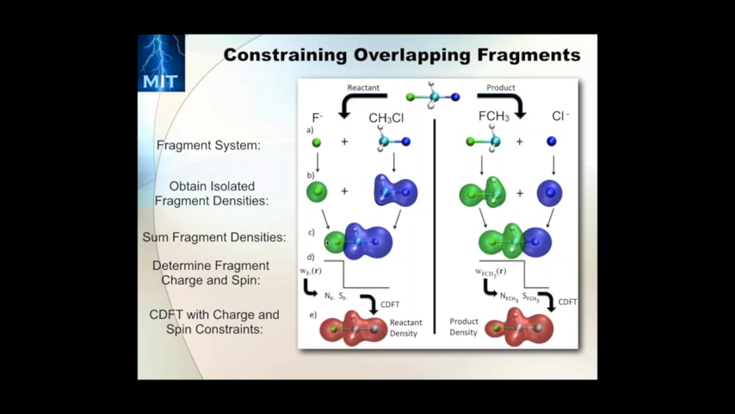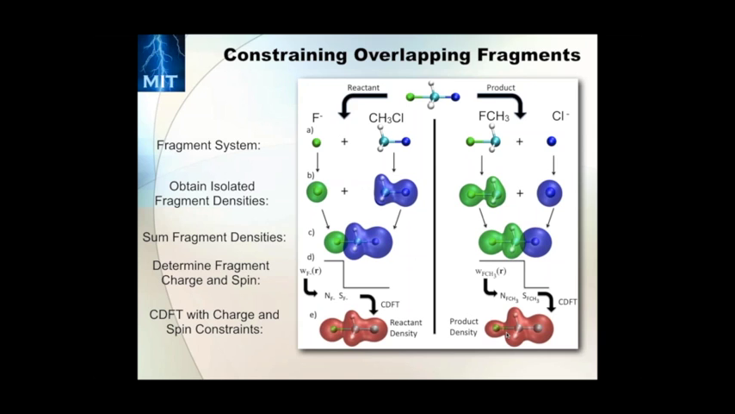And you say, okay, using that definition, what's the charge on F- here? It's not going to be -1 because some of the F- charge leaks on to the other fragment. But you figure out whatever the charge on F- is and whatever the net spin on F- is, and then you use those constraints in your constrained DFT calculation to make the reactant density. And likewise, you do the same thing over here, making sure the charge and spin on Cl- agree with your promolecule density, and then you use that to constrain your product density.